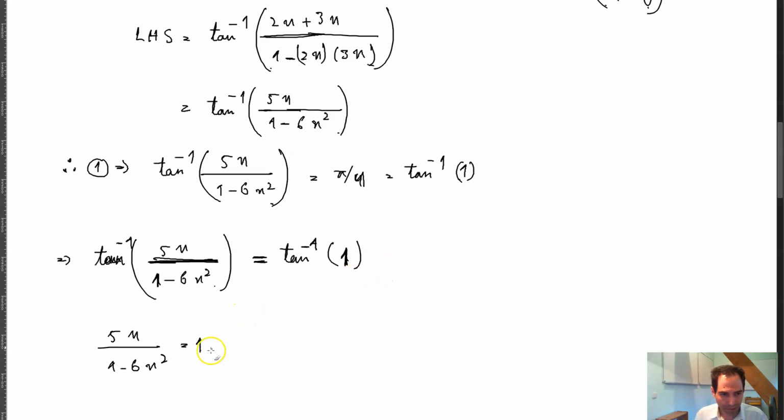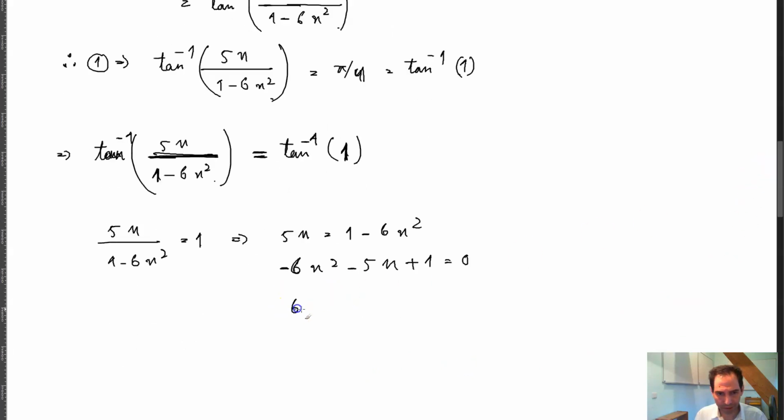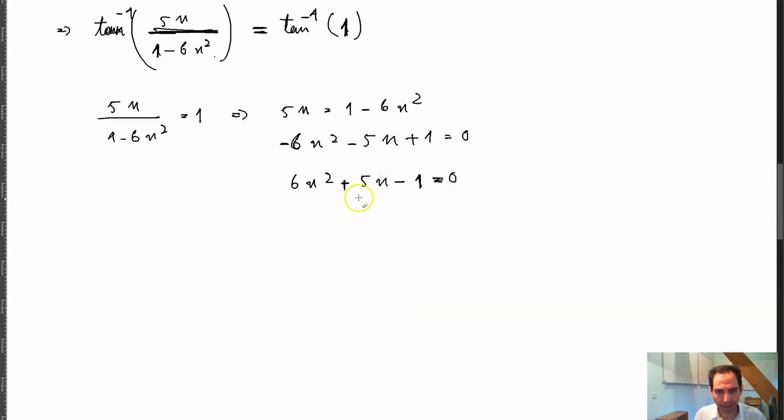It seems that it's right, meaning that from this I can conclude that 5x is equal to 1 minus 6x squared, which means that negative 6x squared minus 5x plus 1 is equal to 0. Or I can say that 6x squared plus 5x minus 1 is equal to 0. And then I can solve this equation. Now in order to solve this equation you have to factorize it.